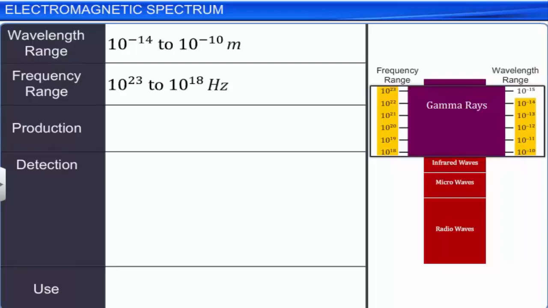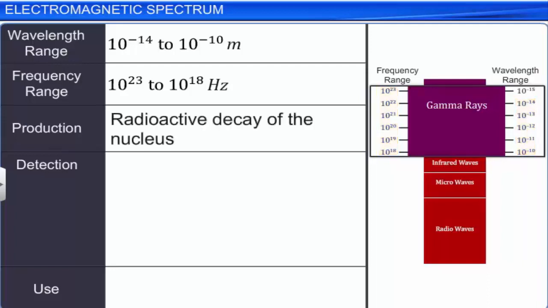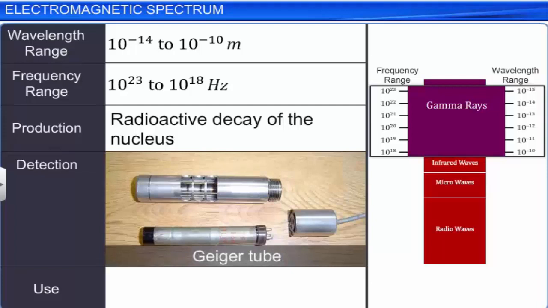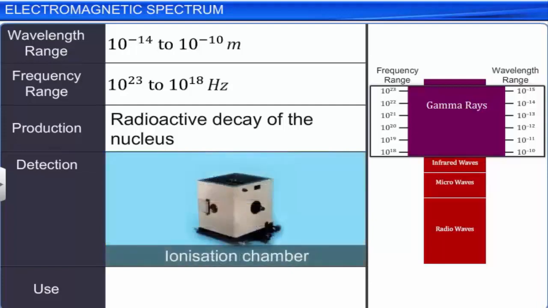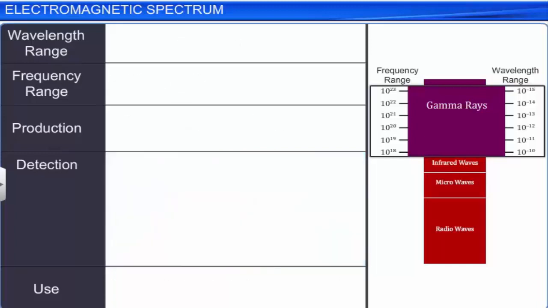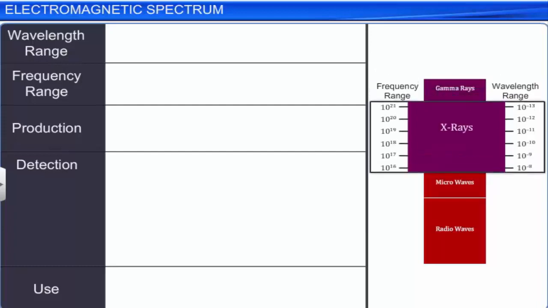Gamma rays are produced by the radioactive decay of the nucleus. They are detected by photographic films, Geiger tubes, and ionization chambers. They are used in medicine to kill cancer cells. Now, let us move on to X-rays. Wavelength of X-rays is in the range of 10 power minus 13 meters to 10 power minus 8 meters.